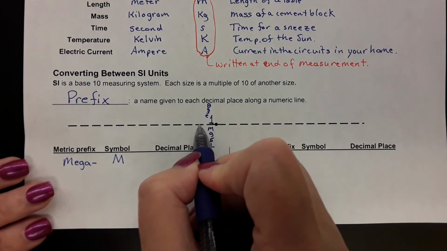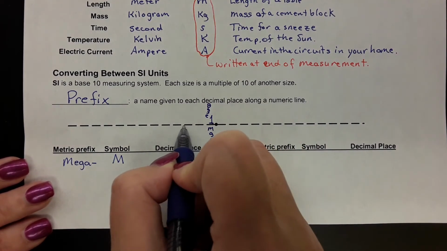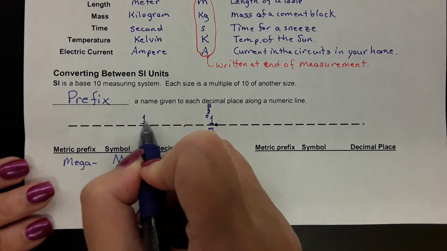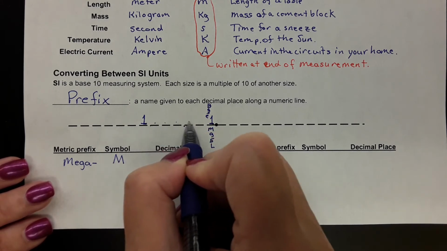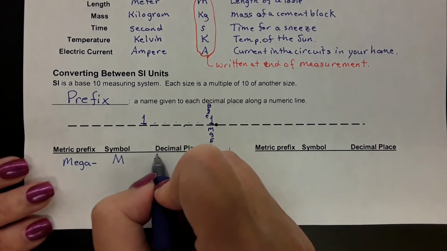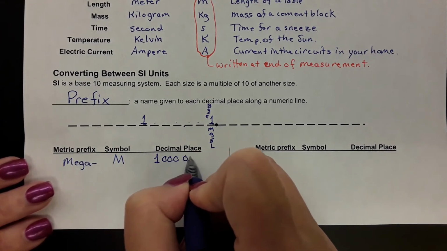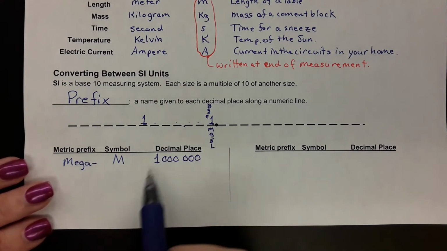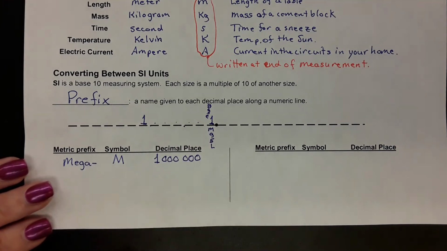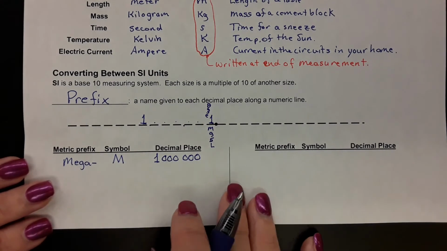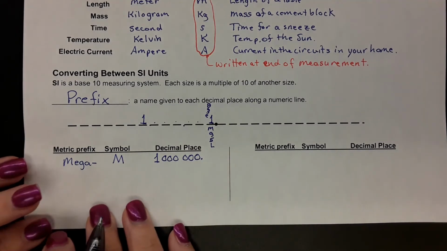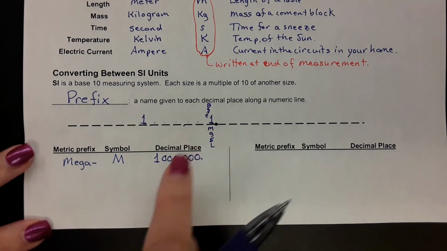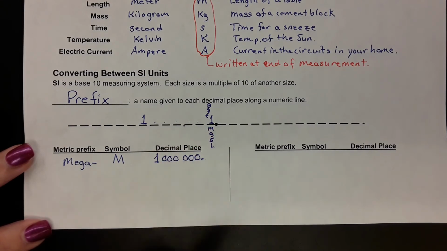So what decimal place is it though? Well, let's look. We have to go 1, 2, 3, 4, 5, 6. Here we go. A 1 followed by 6 zeros. Here's a 1, and 1, 2, 3, 4, 5, 6. Well, you might recognize that number as being 1 million. So a mega, anything, is a million of them. If I had a 2 here, that would be 2 million. If I had a 3, that would be 3 million. Okay? So a mega is a million. All right? Let's see. So 1 million megameters would be 1 million meters.